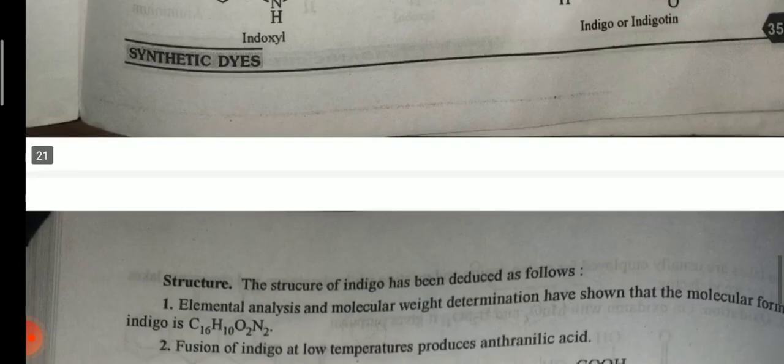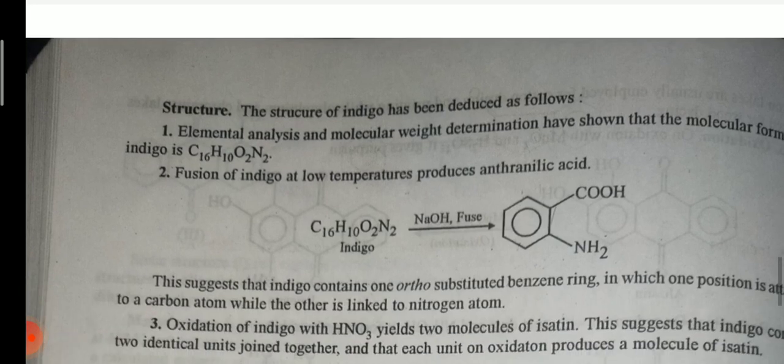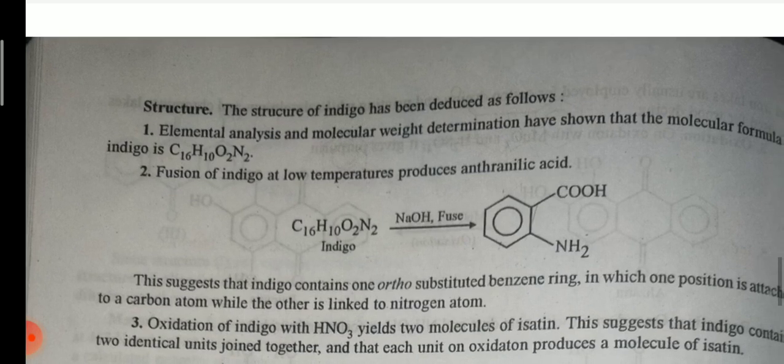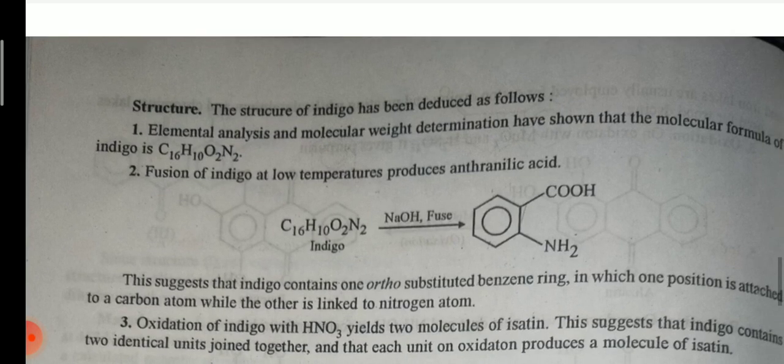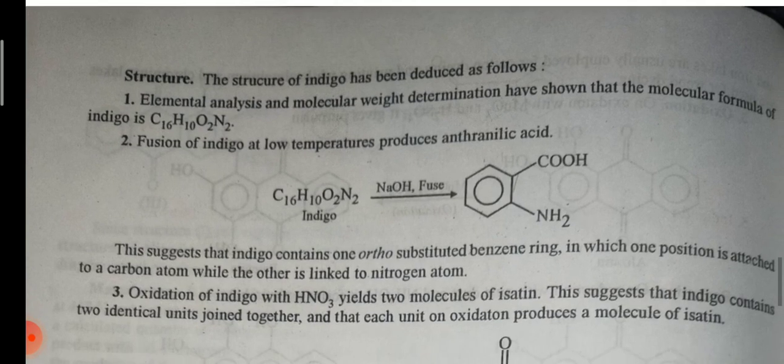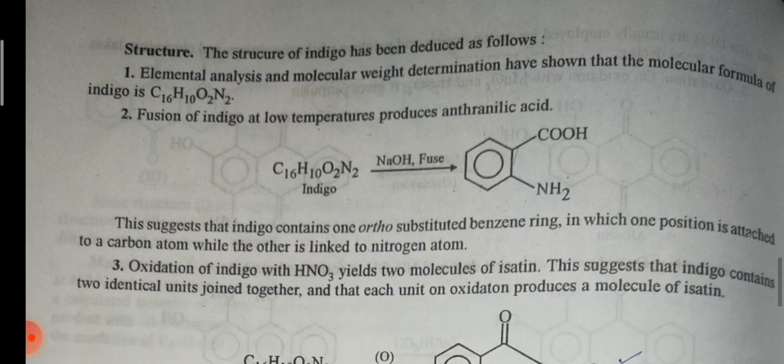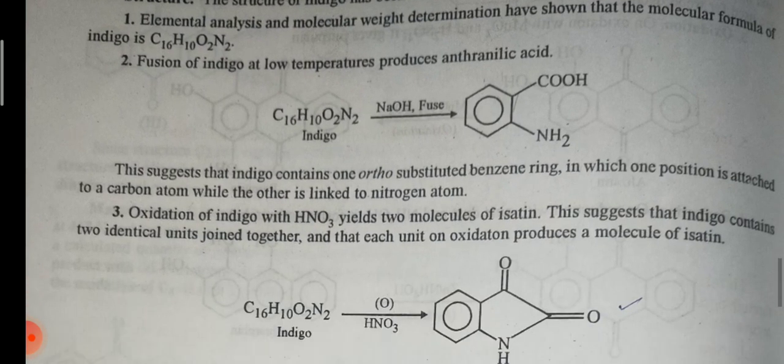Structure. The structure of indigo has been deduced as follows. Elemental analysis and molecular weight determination have shown that the molecular formula of indigo is C16H10O2N2. Fusion of indigo at low temperature produces anthranilic acid. This suggests that indigo contains one ortho-substituted benzene ring in which one position is attached to a carbon atom while the other is linked to a nitrogen atom.